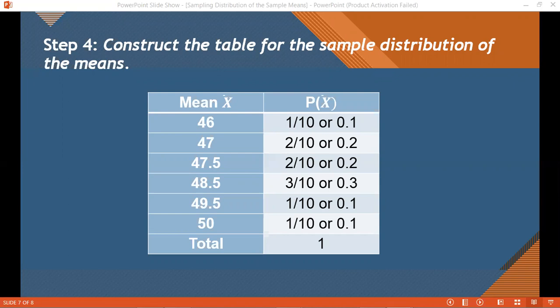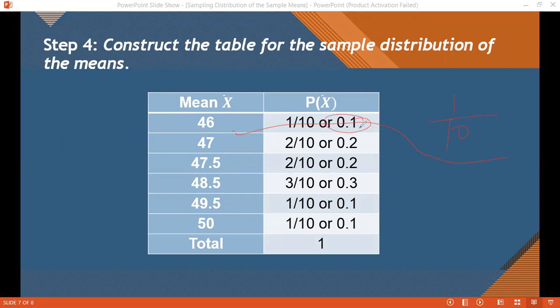Now, how am I able to get the P of X? Ito na lang. Ilan yung total possible sample size natin? We have 10 over, focus muna tayo sa first ha. Ilan yung 46 kanina? Dun sa step 3. That is, isa lang. So we have 1 over 10. And if we simplify this one into decimal form, you have 0.1.